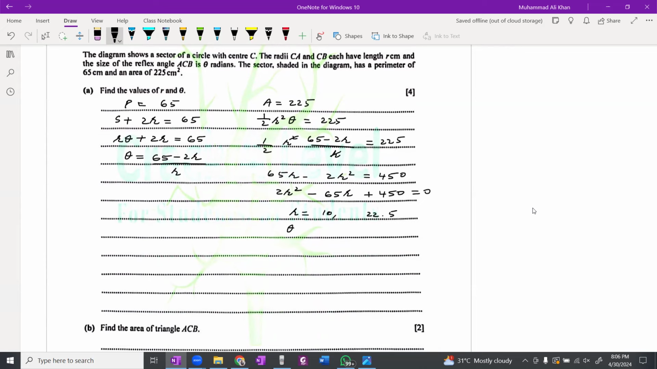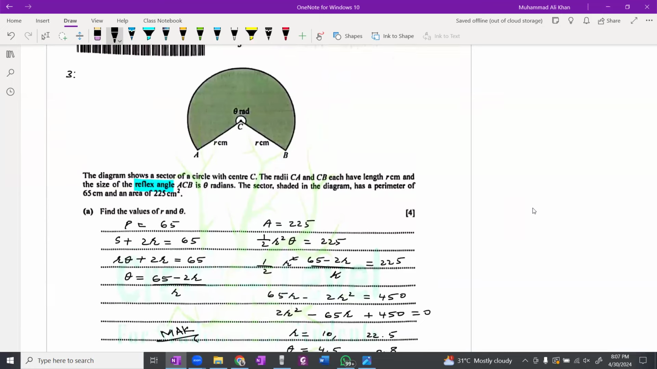According to this, if R is 10, then what is the value of theta? The value of theta is 4.5. And if R is 22.5, then the value of theta is 0.8. And this is not reflex. And here, the examiner is saying that theta is a reflex angle. So it means we have to reject these values and we have to accept the first, R is 10 and theta is 4.5. And after that, we have to calculate the area of the triangle ACB.